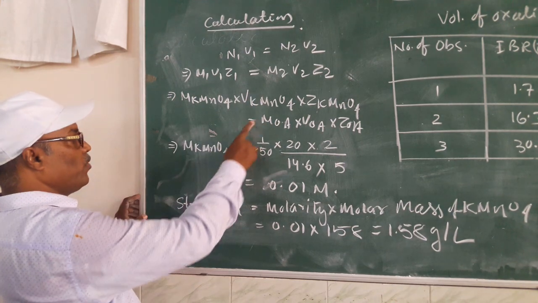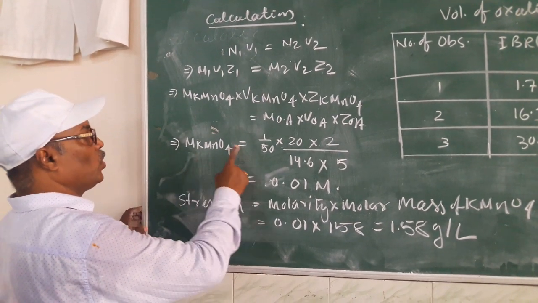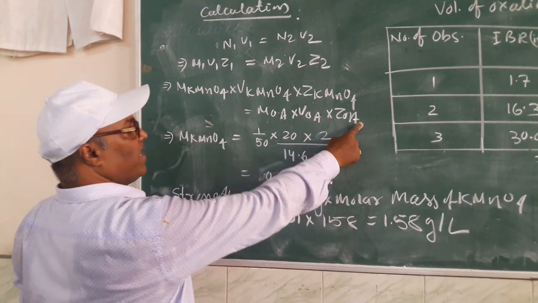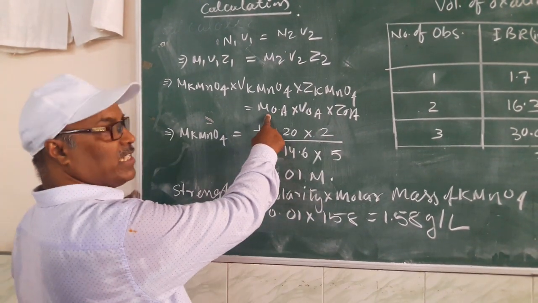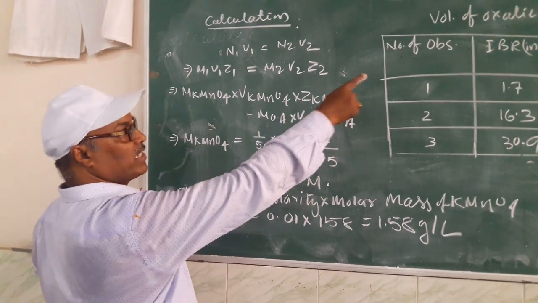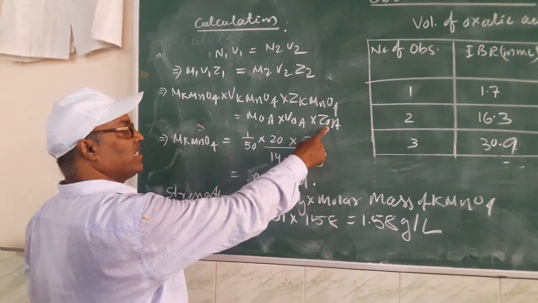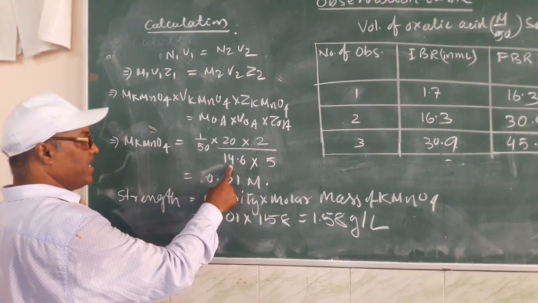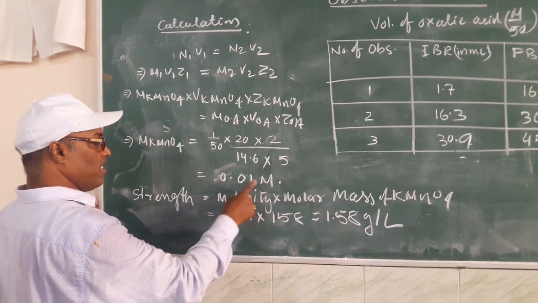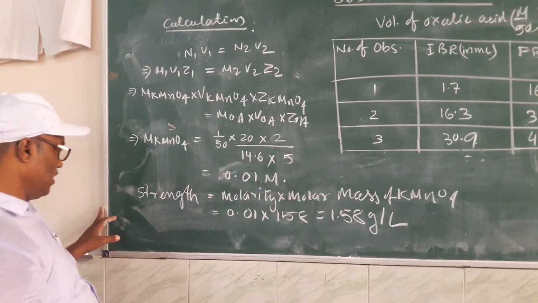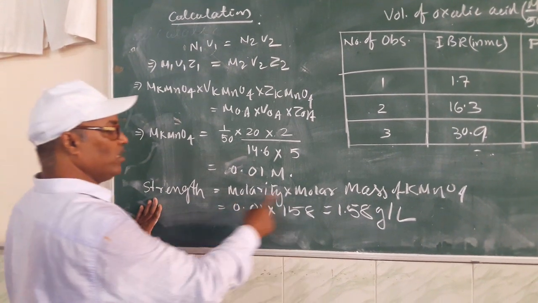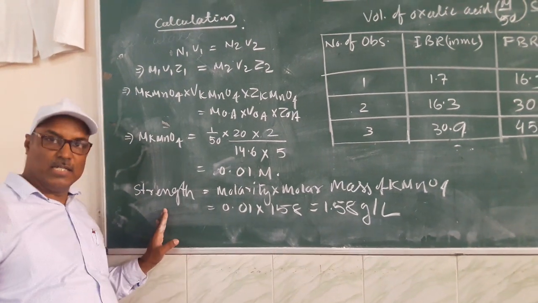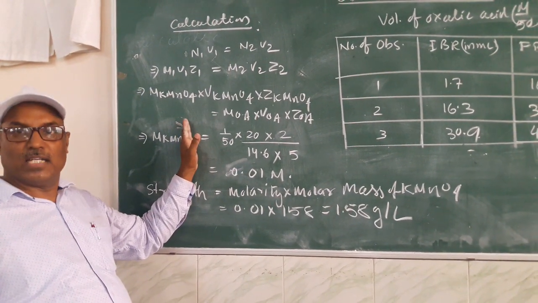So now from this equation we can calculate the molarity of KMnO4, which is equal to the molarity of oxalic acid, into the volume of oxalic acid, into the valence factor of oxalic acid. Molarity of oxalic acid is 1/50, the volume of oxalic acid taken for each titration is 20 ml and Z is 2. Divided by 14.6, the concordant reading, into 5. When you solve it, it will be about 0.01 mol per liter. Now strength will be molarity into molar mass of KMnO4. This is 0.01 into 158, which is 1.58 gram per liter. In this way you can complete experiment number 1.